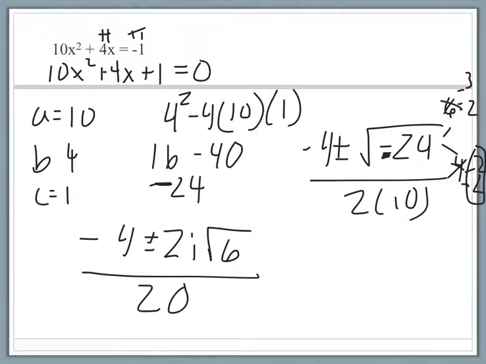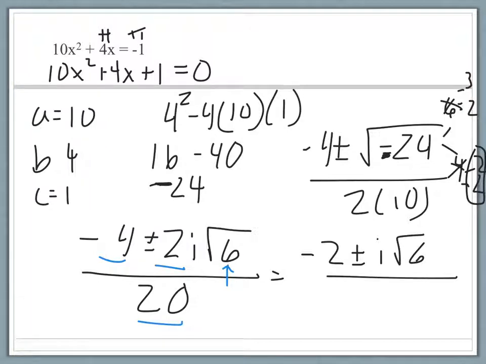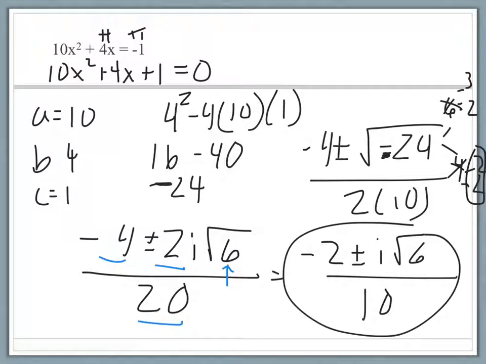Now remember, the same thing goes if I can divide these three terms by something, I need to divide them. Notice I don't care about this 6. That's just going to stay there. So we're going to have negative 4, 2, and 20, and 2 goes into all those. So we're going to divide them all by 2. So negative 2 plus or minus 1i, or just i, square root 6, all that over 2. 20 divided by 2 is 10. And there's our answer for that one.